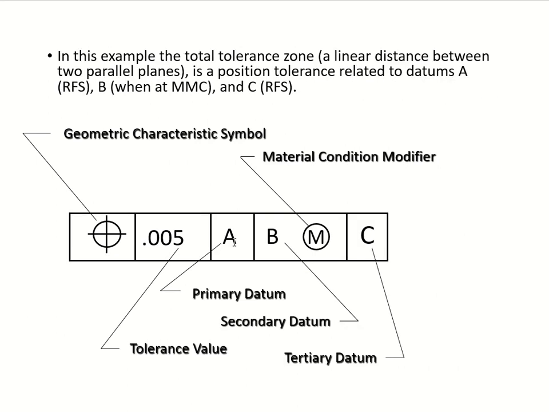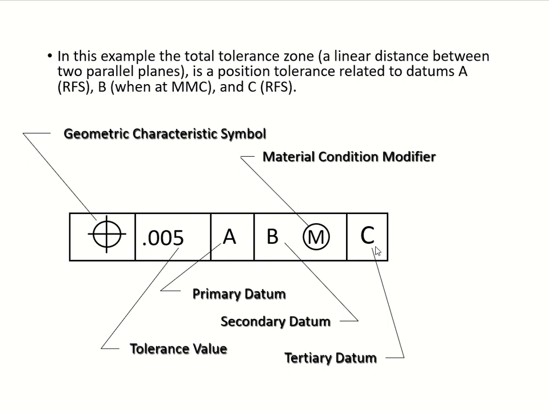Alright, next one. Oh my god, there's a material condition modifier at datum B, which is your secondary datum. This is what I try to tell you. Even if we use the S with the circle for RFS, when you use a control frame, we don't put that in. So here B, you're going to have a max. A, go with regardless of feature size, and C, go with regardless of feature size.